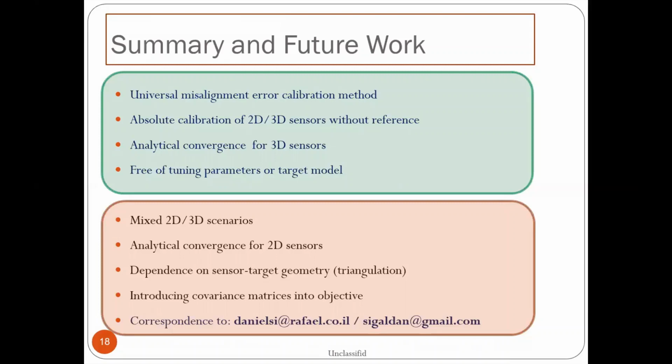There are some directions to be considered in the future. We'd like to look at mixed scenarios with 2 and 3-dimensional sensors. We would like to analyze convergence for 2-dimensional sensors and investigate the dependence on sensor target geometry. An additional item that is interesting to look at is the introduction of covariance matrices of the sensors into the objective. This is an interesting and non-trivial problem.